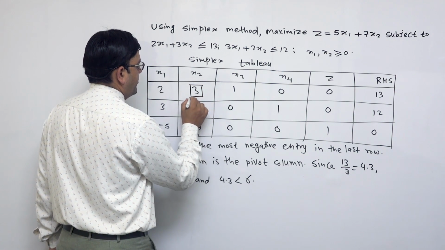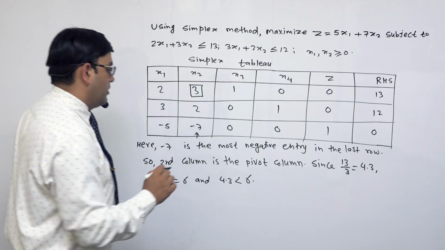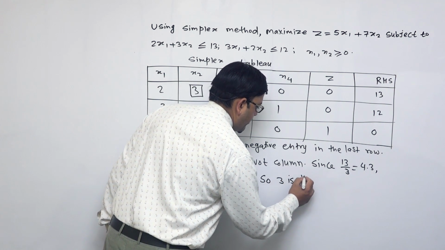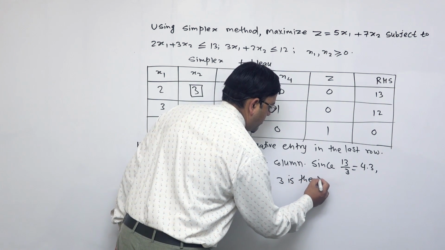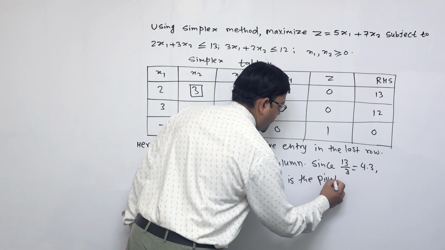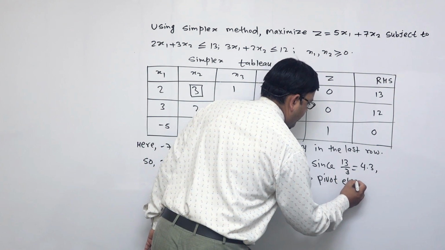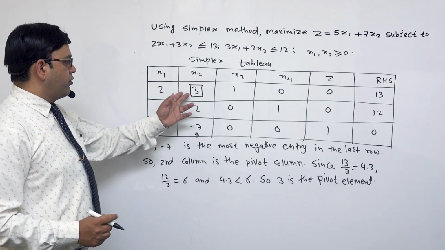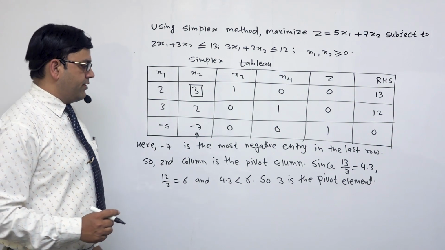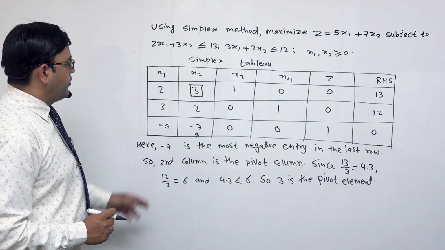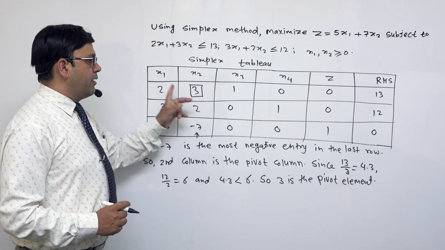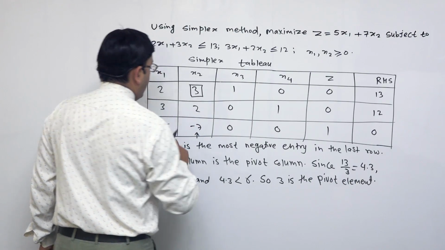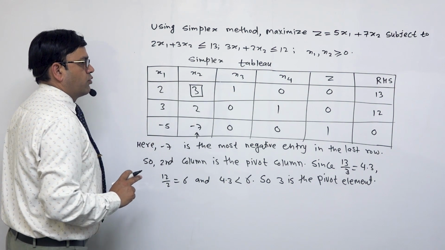So 3 is the pivot element. Now we have to make this pivot element 1. To make it 1, we have to apply R1, the first row.